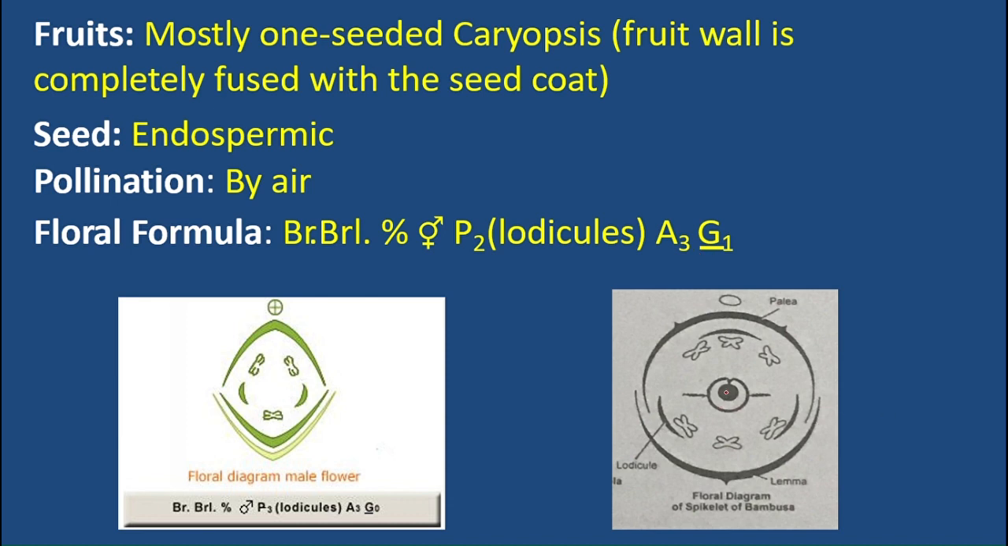See this diagrammatic representation. How many locules are there? Monocarpellary, monolocular, superior ovary. Here a line is given below G. So when the line is given below G, that denotes a superior ovary. So while you are understanding the floral diagram and floral formula, it is very easy to remember all other characters.